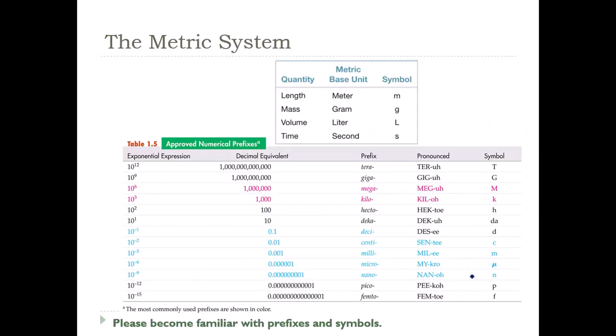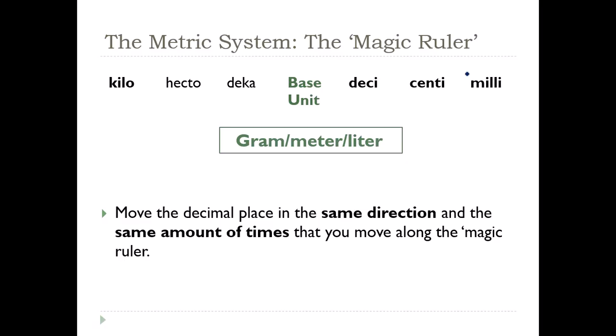These are the more common ones and the ones I expect you to know. It may be good to also know micro and nano. So kilo, hecto, deca, base, deci, centi, milli, the symbol for micro, and the symbol for nano. Those are the ones that I want you to know. If it's micrometer, then we would write it as the prefix symbol and the symbol of the base.